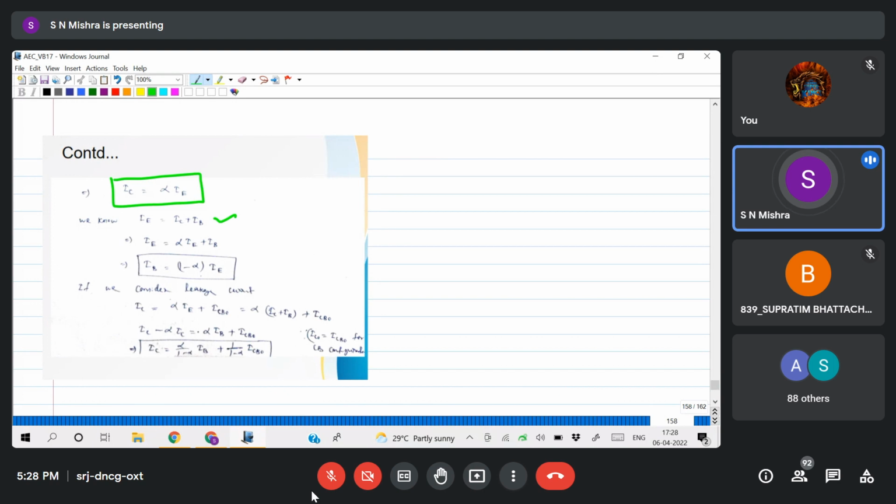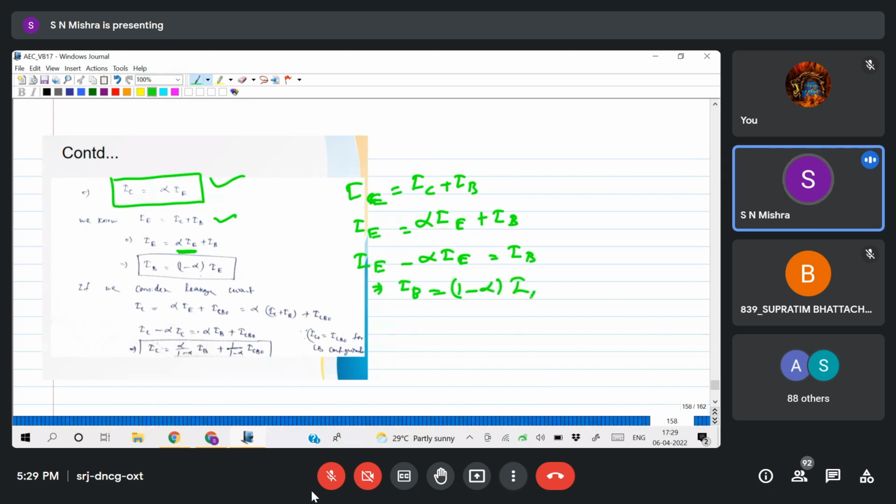Now we know the basic equation IE equals IC plus IB, and in place of IC, if I replace alpha IE, then what will I get? IE equals alpha IE plus IB. Now take IE to one side: IE minus alpha IE equals IB. So that implies IB equals (1 minus alpha) times IE.